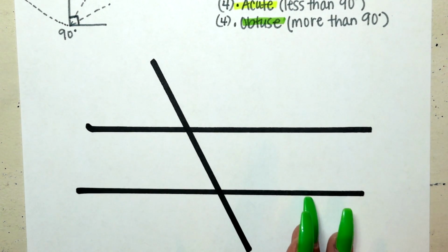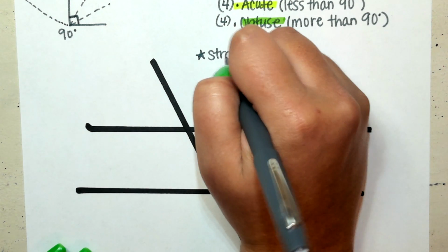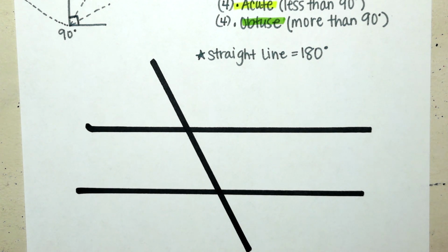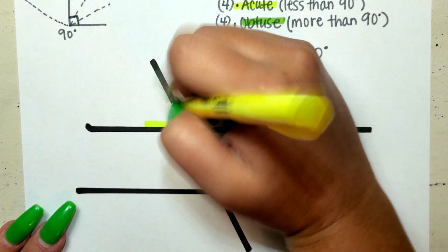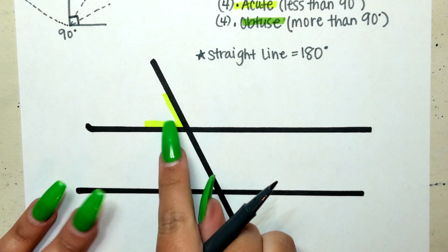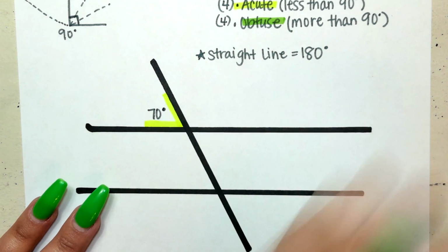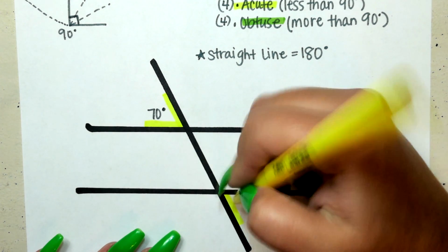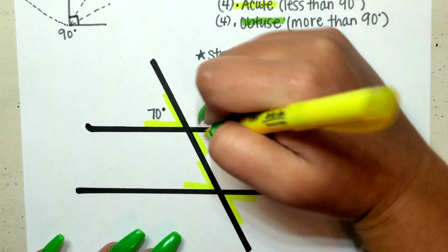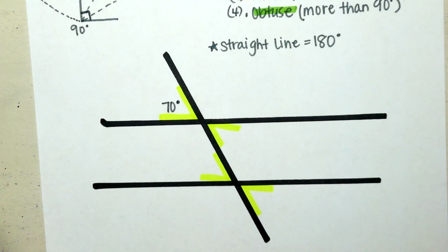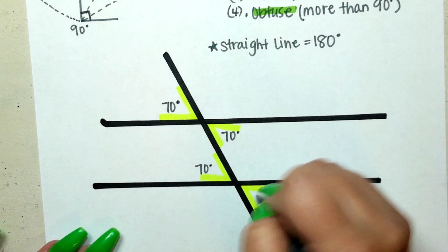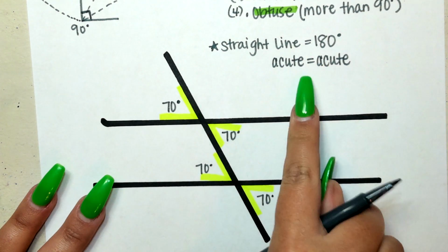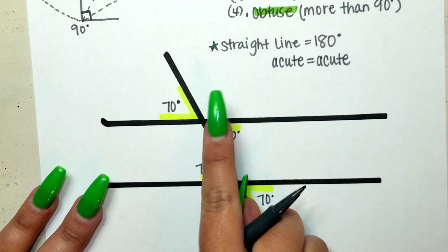Okay, so now let's come and do an example. Before we start this example, you'll need to know that a straight line equals 180 degrees. Okay, so first we're going to start off with the measurement of an acute angle. So let's say this acute angle is 70 degrees. That means that all of our acute angles are going to be 70 degrees. So every acute angle, remember there's going to be 4 of them, they're all going to be 70 degrees. So acute angles equal other acute angles because they are the same.